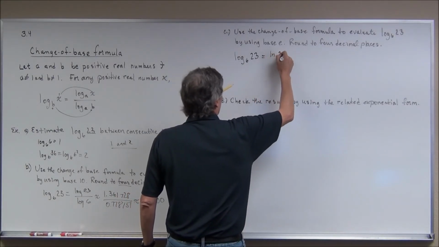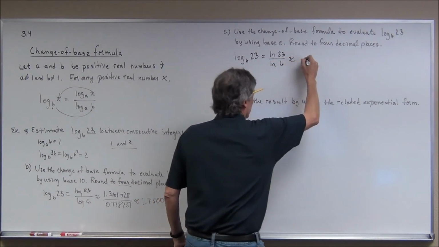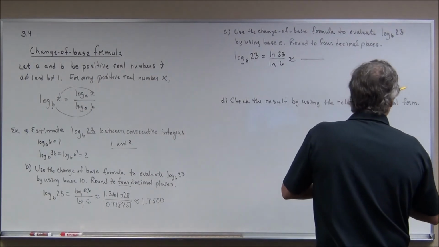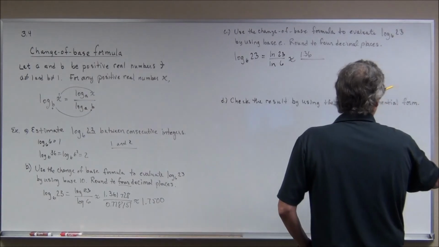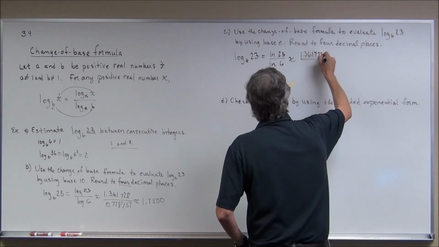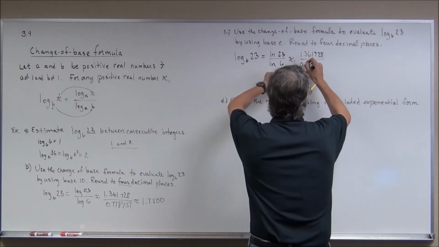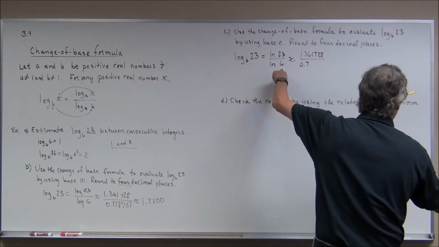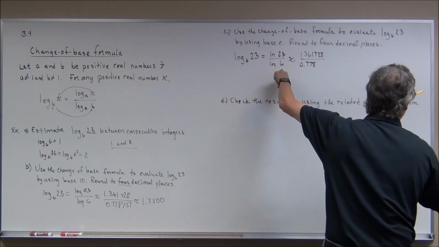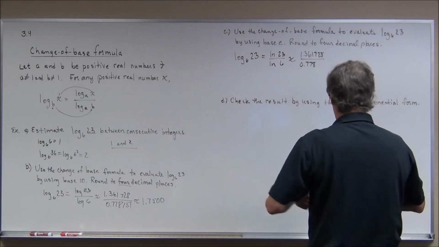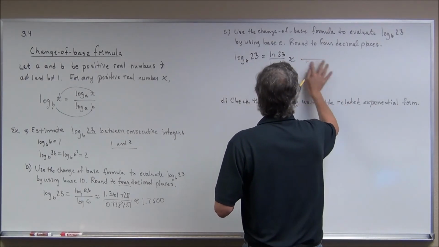So this is the natural log of 23 divided by the natural log of 6, which should be approximately the natural log of 23, about 1.361728. The natural log of 6 being approximately 0.778. Oh, no, I think I'm doing the same thing that I just did. I am. Heavens to Murgatroyd. I'm doing the common log one because I'm not paying good enough attention here.